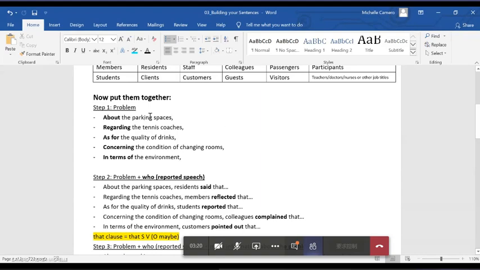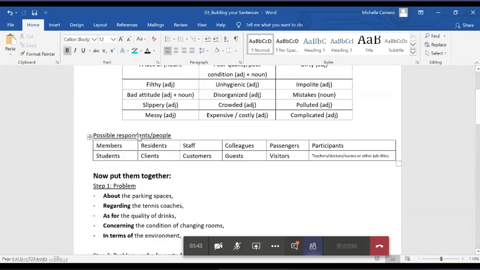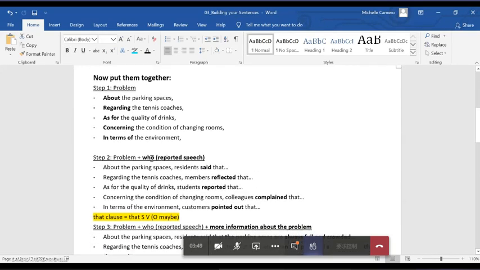All right, so first you want to introduce the problem. And again, this is just one way of introducing the problem. There are many other ways. After you say the problem, you can use reported speech. Notice I said you could use. There are different ways to write your sentences. But for this document, they're showing you that you can use reported speech. And notice it says who and reported speech. Remember we talked about up here, these are the people who complained. It could be any one of these groups of people. So that's what they mean by who. There's going to be a group of people.